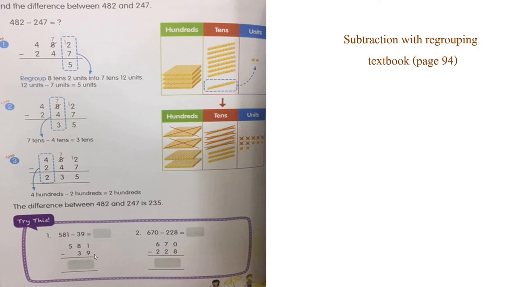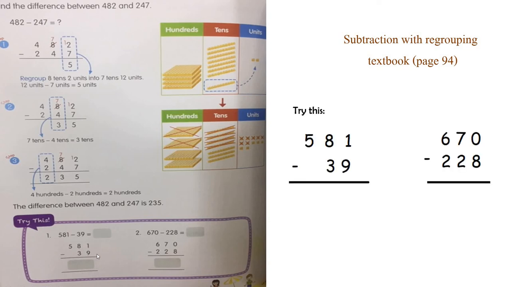1 take away 9, we cannot do it, so I will write it down over here so I can make it bigger and solve the problem. Now I have 1 take away 9, I can't do it, so I have to go to the next door, which is I am going to take 10 from the 8 and give it to the 1, and now I have 10 plus 1 equal 11. 11 take away 9 equal 2. 7 take away 3 equal 4, and 5 take away 0 equal 5.